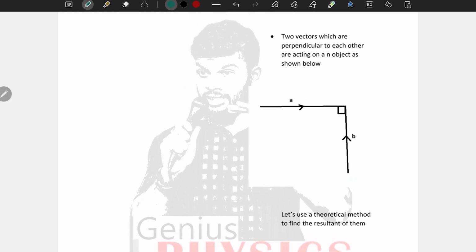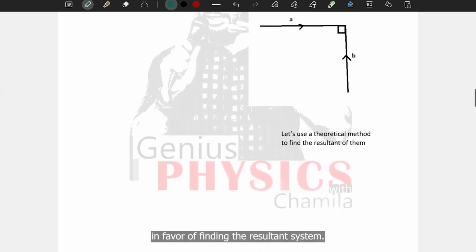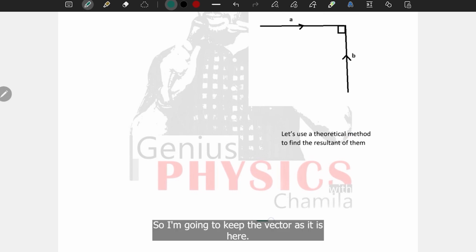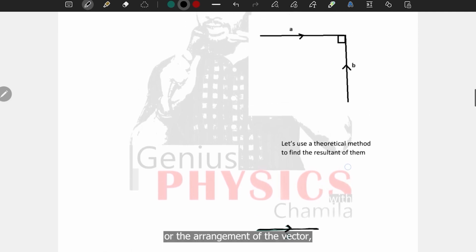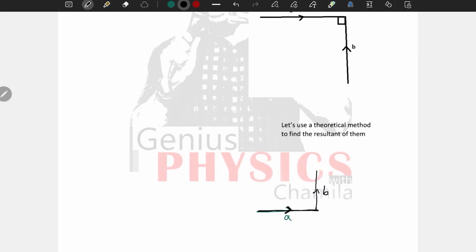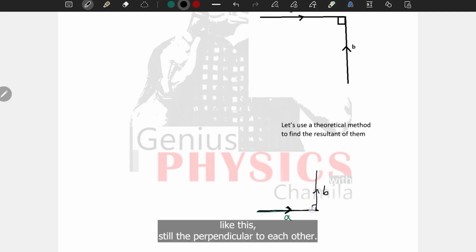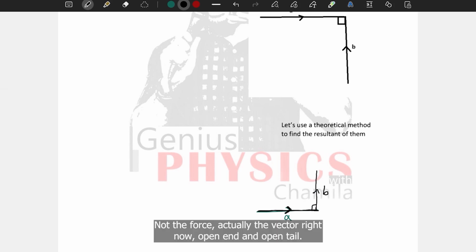So I have to dislocate this from this end and rearrange the vector system in favor of finding the resultant this time. I'm going to keep the A vector as it is, not even changing its direction, position or arrangement, but I'm going to change the position of the B vector like this. Still they are perpendicular to each other, right? So now my vector arrangement is ready to provide the resultant vector, not the force actually, the vector.